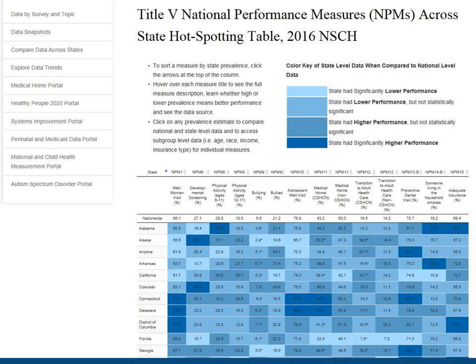And this is a hot spotting table that they put together. These are the Title V national performance measures, and I think it's really interesting to see that it tracks performance being lower or higher than the national rates, and it's kind of cool to see that basically almost every state has areas of strength where they're doing well and opportunities for improvement. So I think it really shows what we're trying to get out of this transformation of our performance measures, and having this be kind of a national laboratory where states can really exchange and compare ideas and learn from one another.